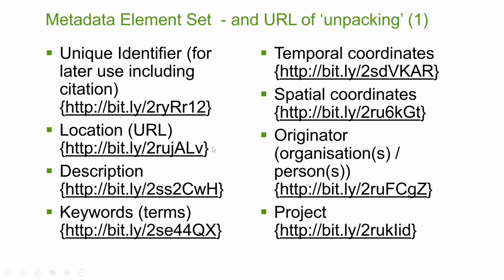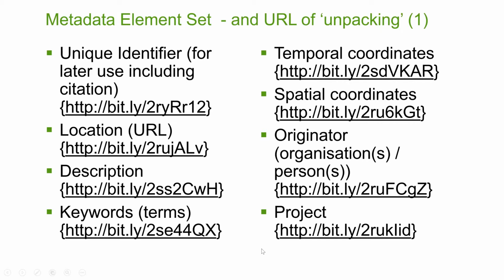So here's the element set as it is at the moment. This is over 2 slides. So unique ID, location, as in where the asset is, description, keywords, temporal coordinates, spatial coordinates, originator, project. And you'll note with each of them, there's a bit.ly URL. And these point to Google Docs, where all the discussion and ideas about these element sets have been recorded. I'm sure there have been discussions that haven't been recorded, but this is where you can find them.